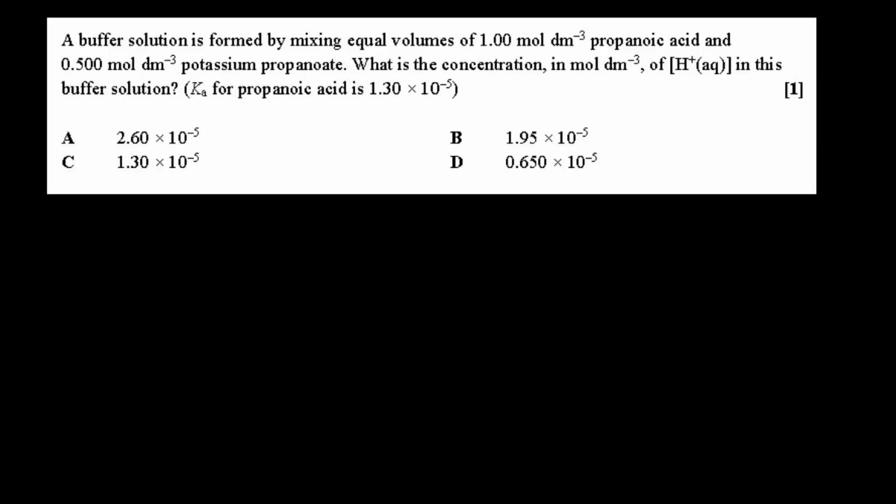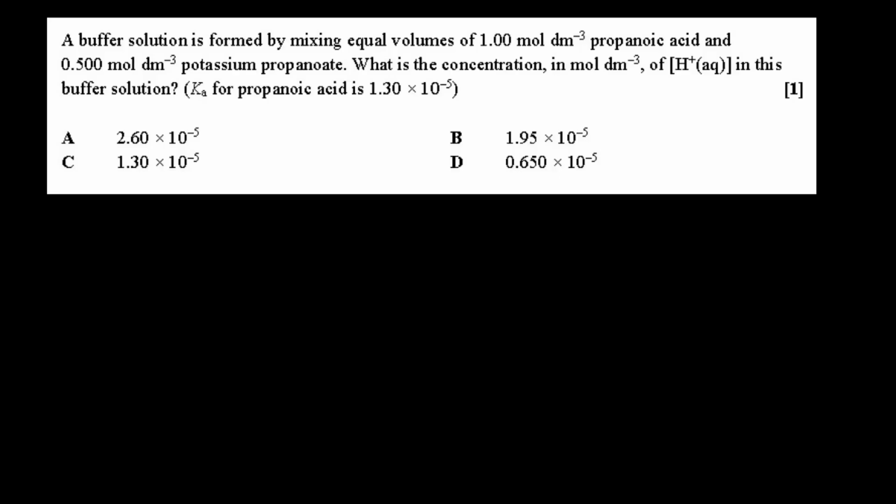Okay, so the question is: a buffer solution is formed by mixing equal volumes of 1.00 mole per dm cube propionic acid and 0.500 mole per dm cube potassium propanoate. What is the concentration in mole per dm cube of H plus ion in this buffer solution? The Ka of propionic acid is given.